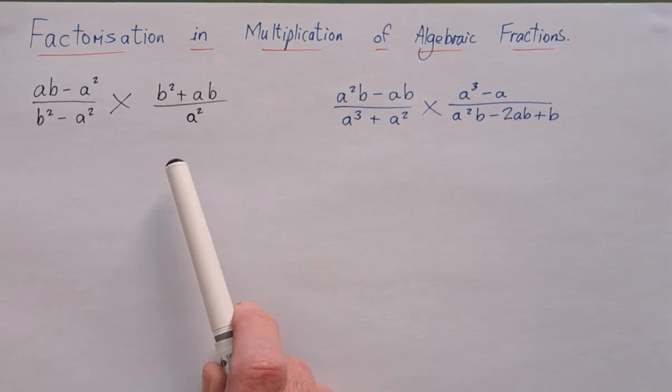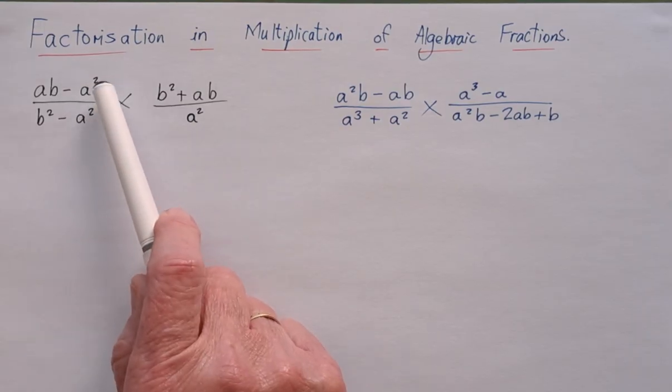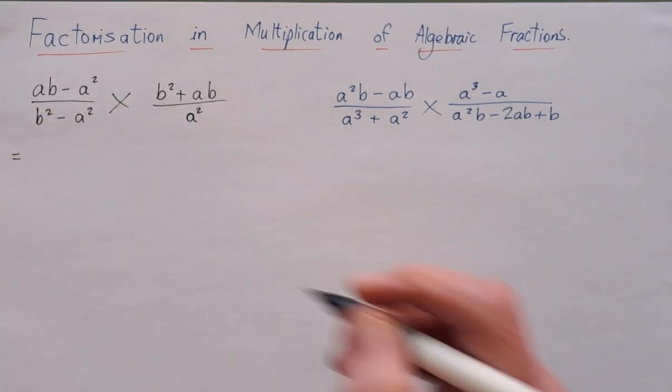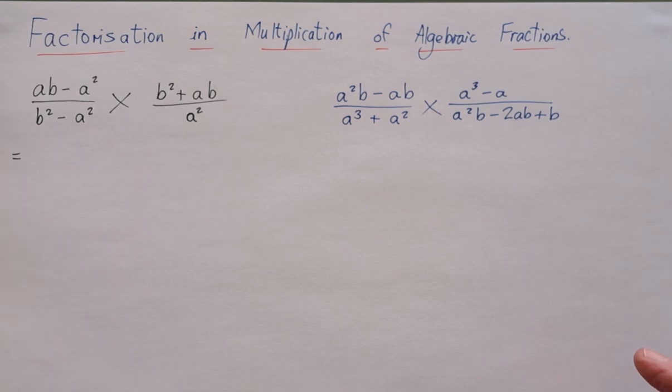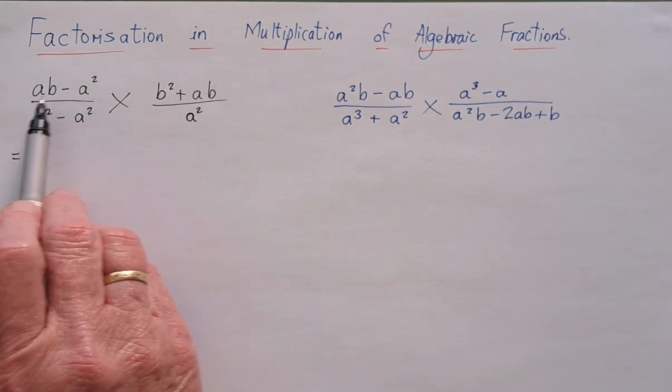So this is where people might be tempted to say a squared goes into itself once, a squared goes into itself once, but that is mathematically illegal, because you would then be cancelling across a minus sign. And we can only use cross cancellation when there's only the two operations of multiplication and division involved. So the first thing we need to do here is to factorize everything that we can in the numerators and in the denominators. So let's look at this numerator.